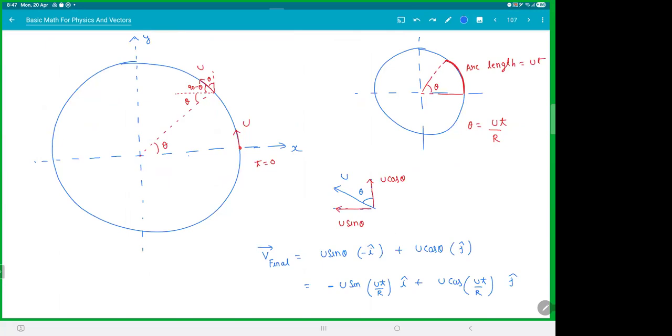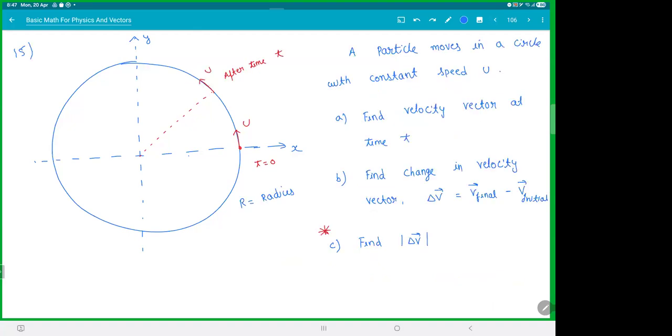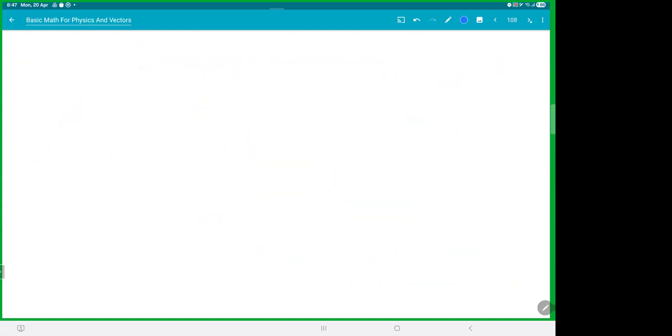All sure with this? This is important. Later on in the circular motion chapter, we are going to do something called differentiation and we'll get acceleration from here. So this is the building block. What is the second question? Find the change in velocity vector, v final minus v initial. So great.